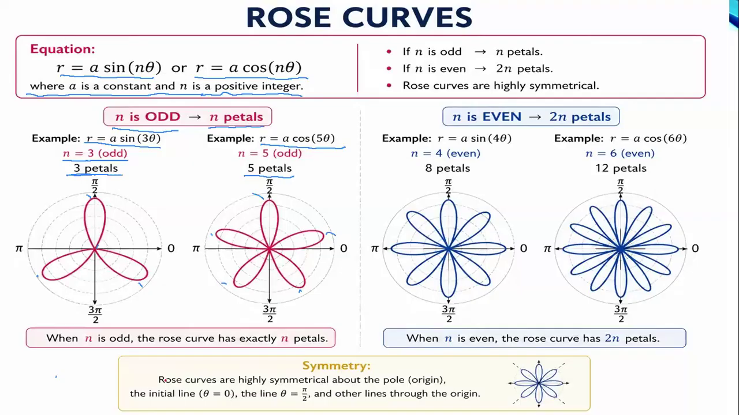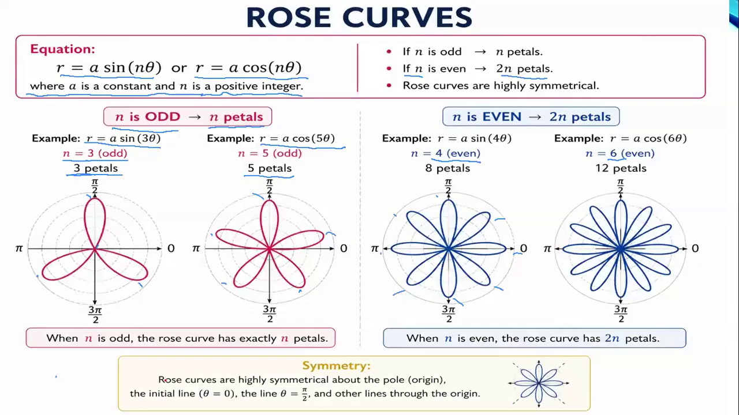Now moving on to even. If n is even, we have 2 times n, so it will be 2 times the number of petals. In this case, we have the number 4. We know 4 is even, so 2 times 4 is 8, so we have 8 petals in this case. Here we have 6, which is even, times that by 2, we have 12, so we have 12 petals. So when n is even, the rose curve has 2 times n petals.